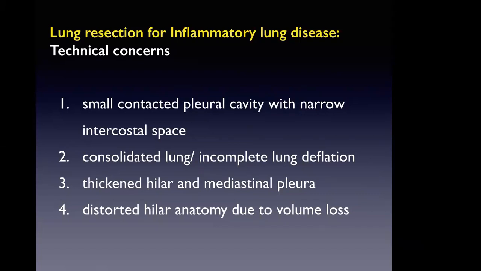Another is the distorted hilar anatomy due to volume loss. I've had a patient where, because of the dense adhesions, the hilum was pulled away from the usual location. We did a case where we thought one of the vessels high up in the hilum was part of the pulmonary vein. Then we realized it was actually the SVC. It was severely contracted, so we had to repair the SVC after we realized it, and we used the azygos vein as a graft to patch up the SVC.